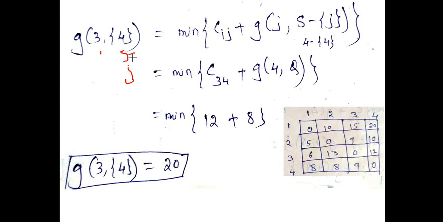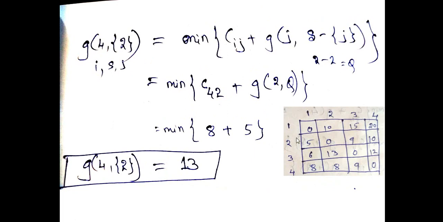Now 3 comma 4, what is the value? Substitute this 3 to 4. This is the I value, this one is S. Then J is also the same. S equal to J, I can write. Okay. Now 4 minus 4, 4 comma 5. Then g(4, 5) value is 8. Cost matrix 3 to 4 is 12. So 12 plus 8 is 20.